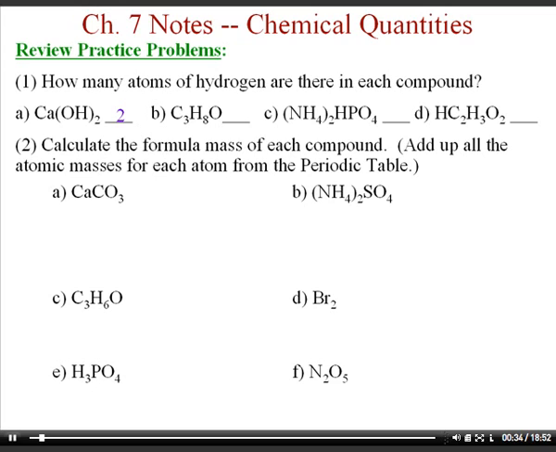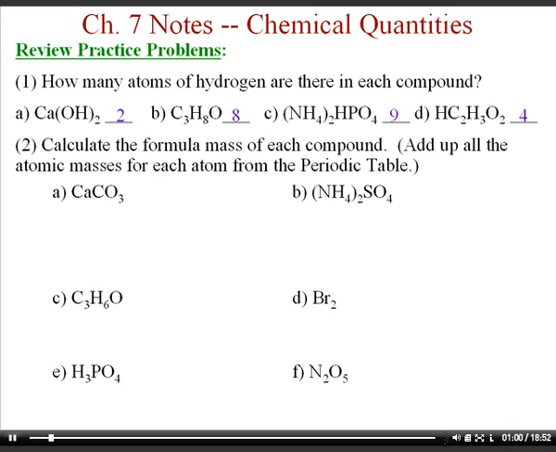For letter B, counting the number of H's is rather easy because there aren't any parentheses, so you just have 8 hydrogens because that's the subscript on it. In the next example, we have ammonium hydrogen phosphate, and there are 8 hydrogens in the ammonium ion because you have the NH4 in parentheses and it's been doubled, and then the hydrogen by itself would make a grand total of 9. In the last example, we have acetic acid. There's an H in the front and there's 3 in the middle for a grand total of 4.